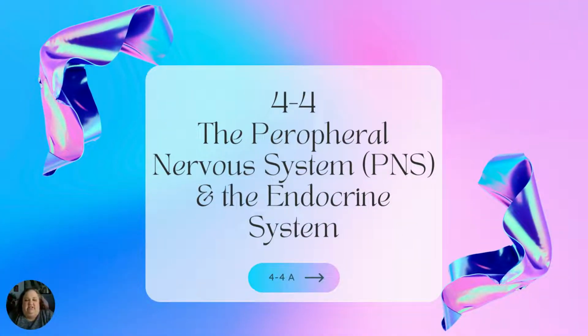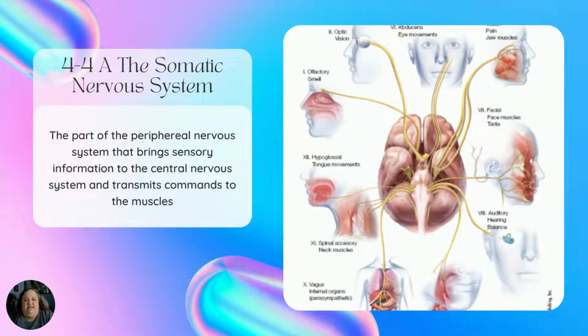All right, so 4-4 is the peripheral nervous system, or the PNS, and the endocrine system. I did not take a ton of notes on this stuff just because if you've ever taken anatomy or biology, you know a lot of this stuff, so there's no reason to write down specifics.